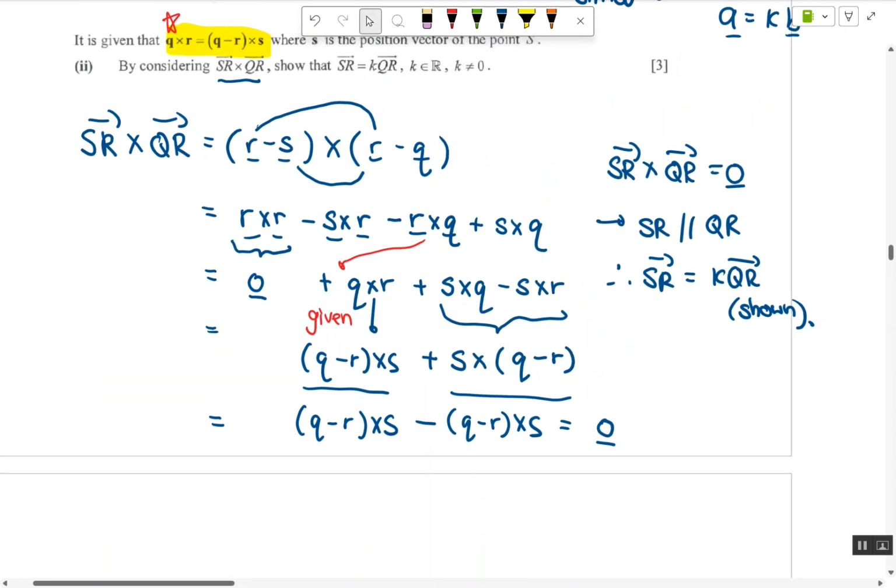So if 1 minus what? Say again? Q minus R cross S minus Q minus R cross S. Oh, yeah, they're the same thing, right? Q minus R cross S minus Q minus R cross S, same thing, right? Yeah, that's why I wrote it there. Cross, not times. It's cross.